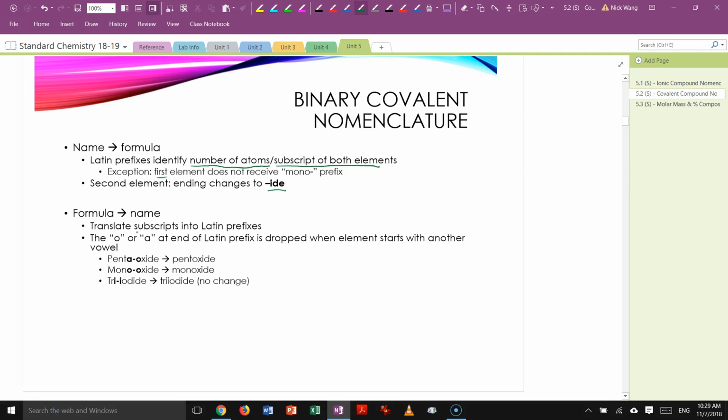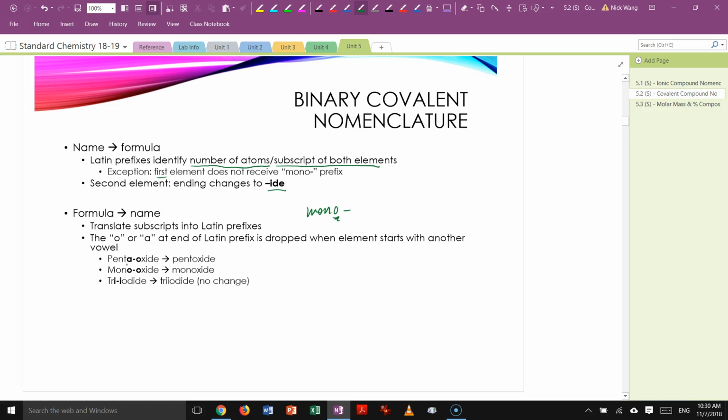So we're going to translate whatever subscripts we see on a formula, and then change them to the Latin prefixes that go with them. There's a little bit of a nuance here in terms of how you write it out. If you have an O or an A at the end of a Latin prefix, for example mono, that's an O at the end of the prefix, and the next element starts with another vowel, we usually drop it.